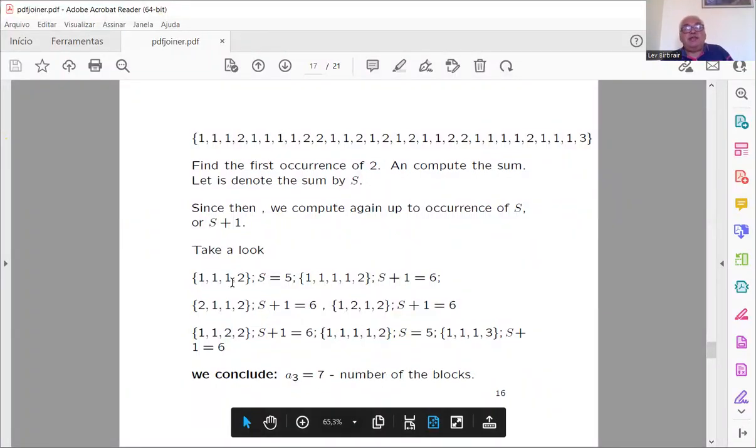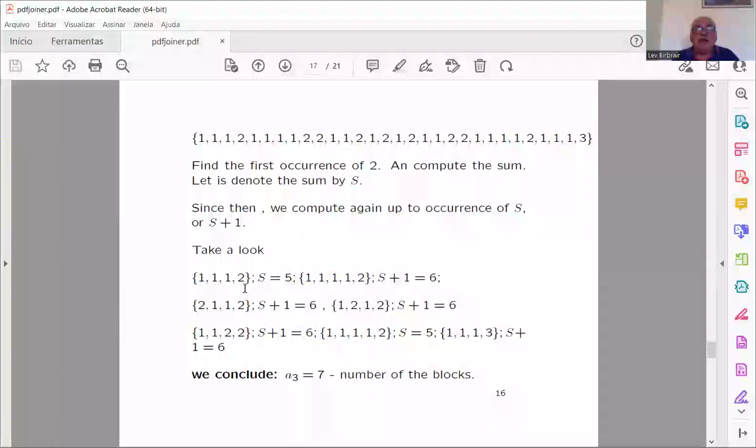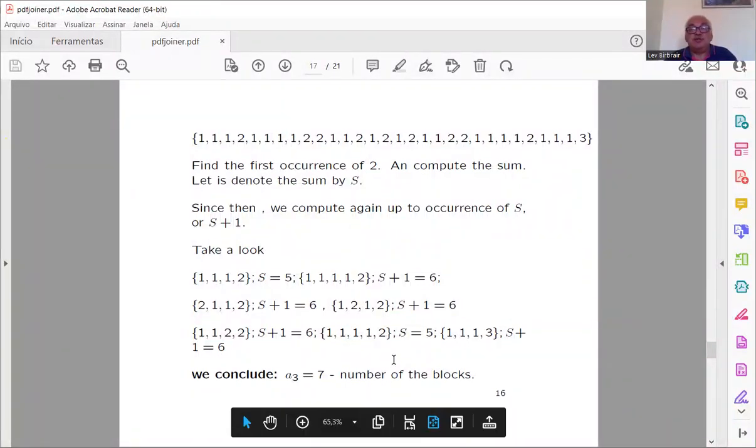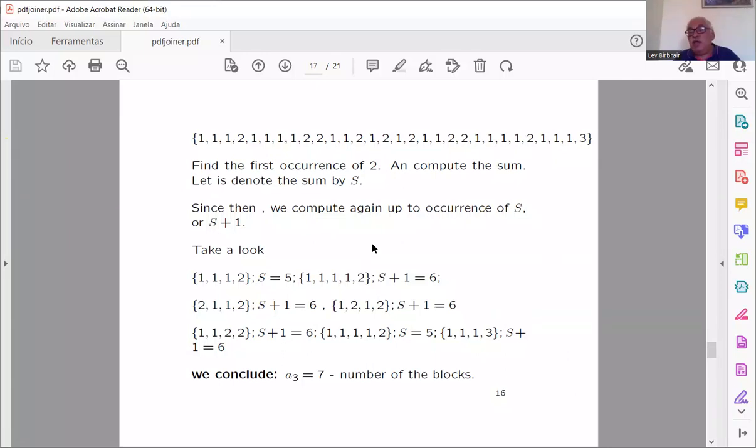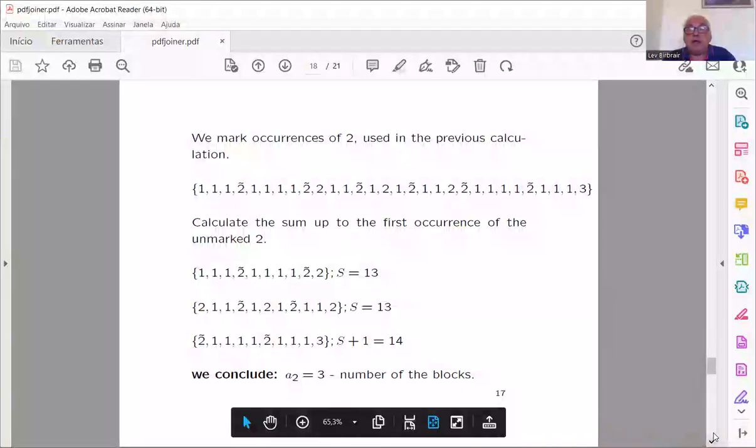So the block here is the set of the elements where you have the sum equal to 5 or 6, right? Good, so that S equal to 5, S plus 1, 1 equal to 6. Here there is a mistake, the sum should be 6, not 5. Sorry. And then the number of the blocks where the sum equals 6 here is 7. So A3 equals 7.